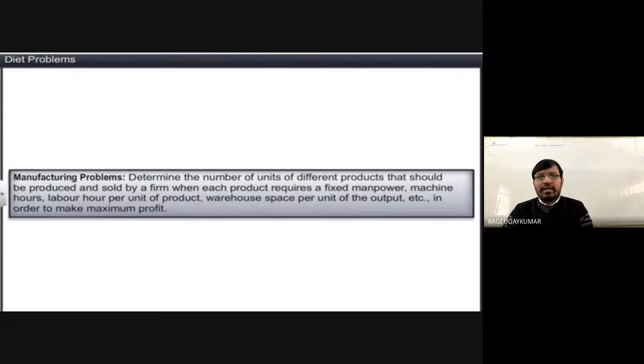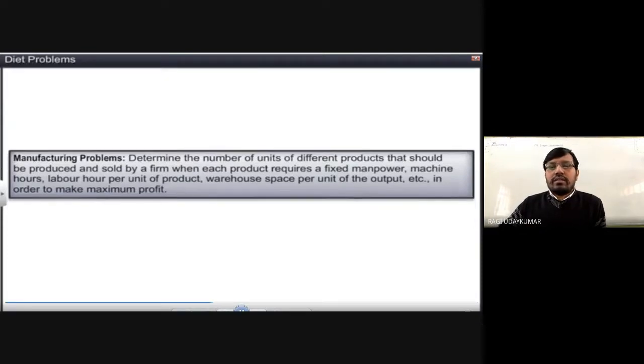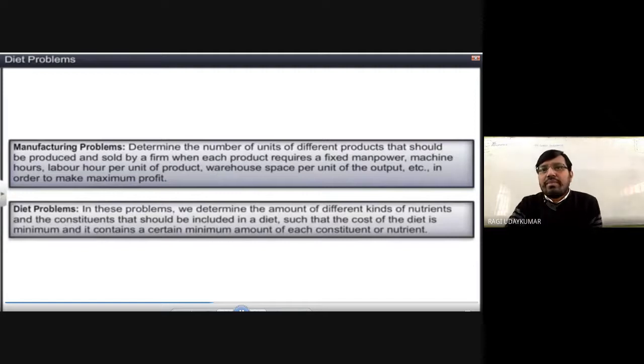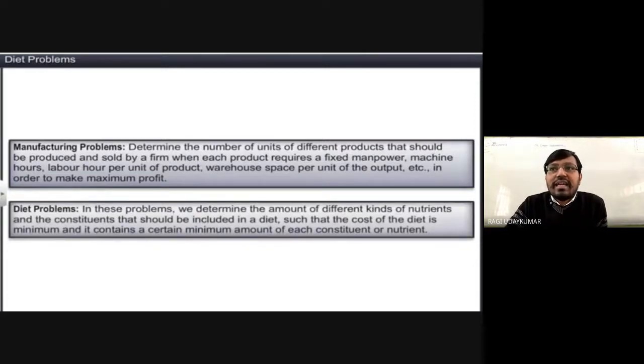What is in the diet problem? One shopkeeper used to make sweets and he is going to mix two different types of sweets. To get maximum profit, which ratio they have to mix, like that diet problems will be given to you. Okay, so in the diet problem, we determine the amount of the different kinds of nutrients or sweets, whatever it may be, and the constituents that are included in a diet, such that the cost of the diet is minimum or it contains a certain minimum amount of each constituent.